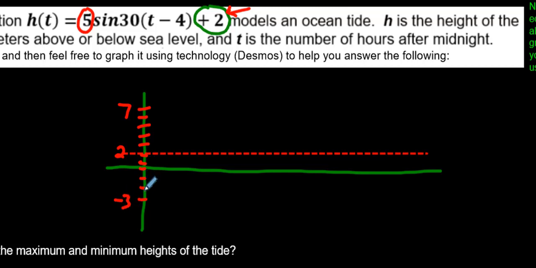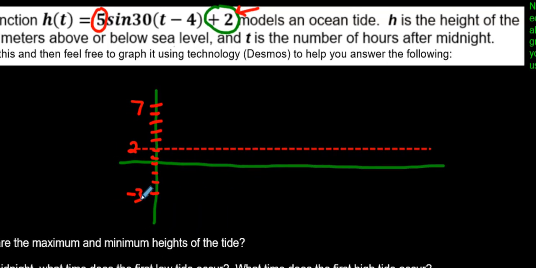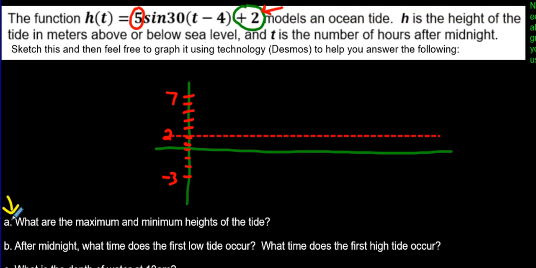Because -1, -2, -3. So our curve goes all the way up to 7 and down to -3. When you're asked a question like A right here, it says, what are the maximum and minimum heights of the tide? You could say, we could answer that right now. We could say, and I think this is talking about h is the height of the tide in meters above or below sea level.